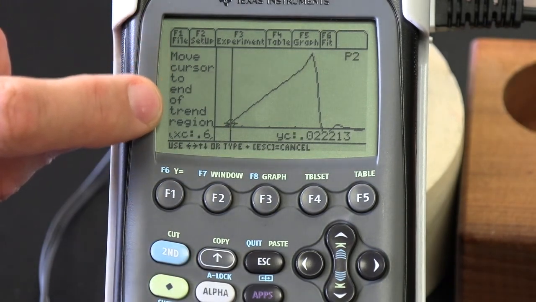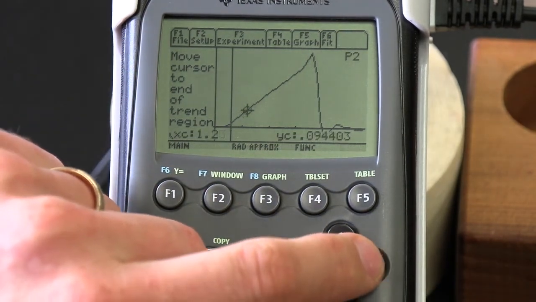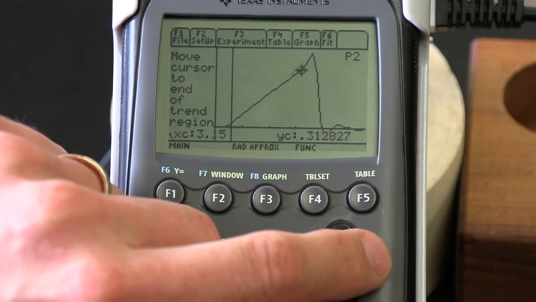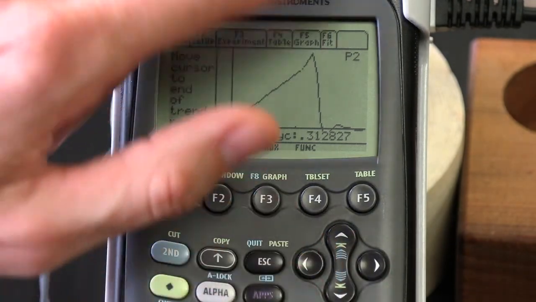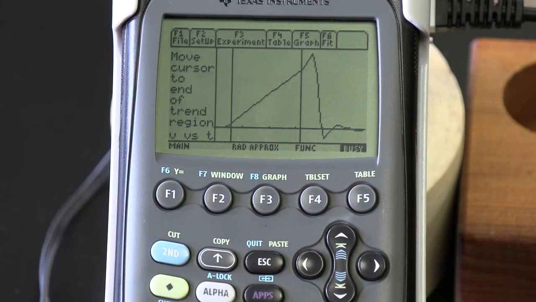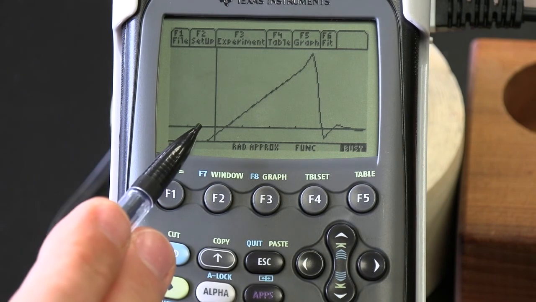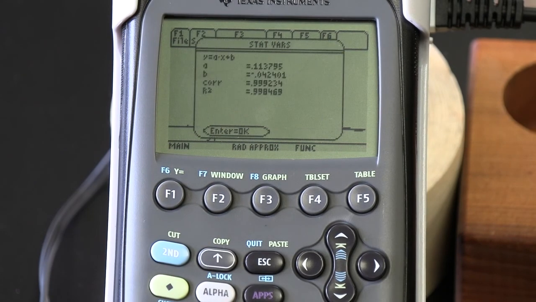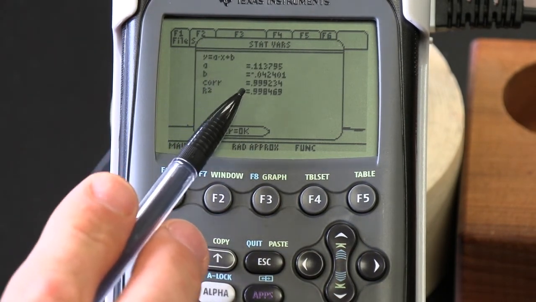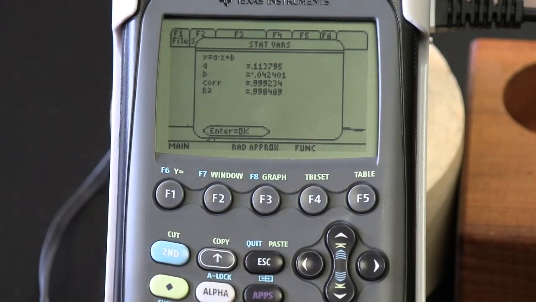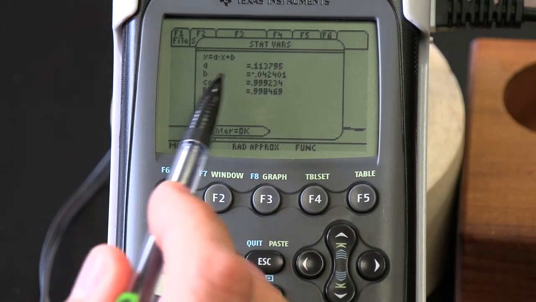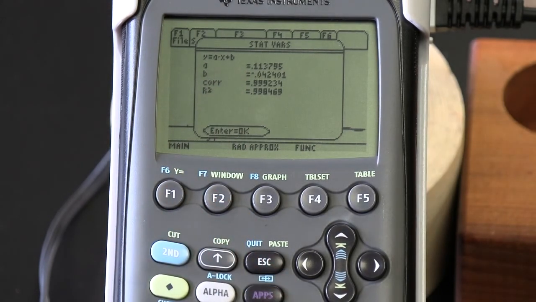And now it says move the cursor to the end of the trend region. So I'll move it to right around here, maybe somewhere around there. The end looks like some kind of little bump. So now I'm going to wait while the calculator calculates the slope of that line. The slope of the velocity graph is the acceleration. So there it is. I don't know if you could see it, but what I do with my data now is I write down this A, which is the acceleration of 0.11.